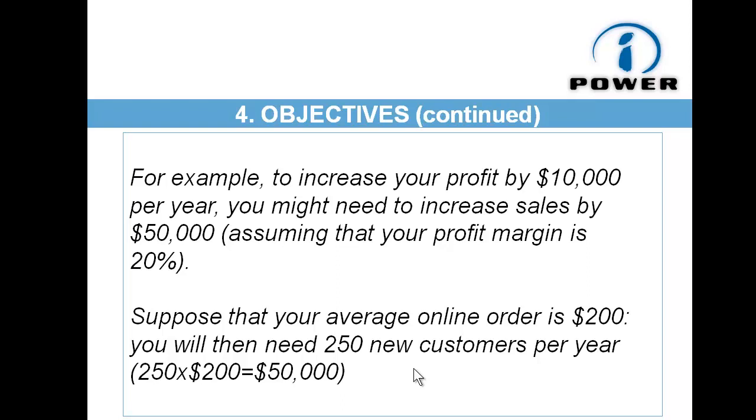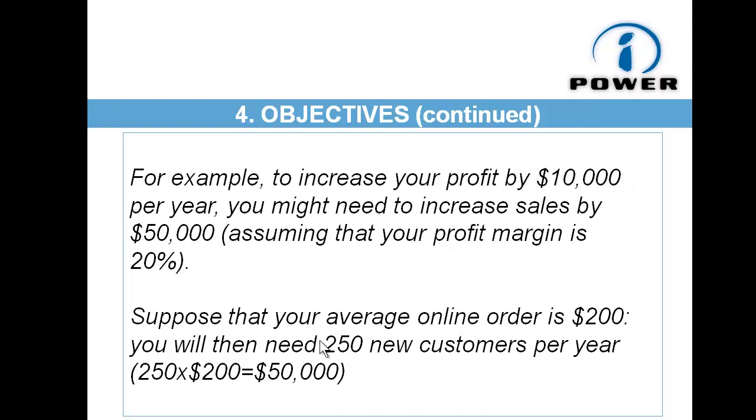In order to achieve that target profit of $10,000, you will probably need sales of maybe $20,000 or $50,000, depending on your profit margin. If your profit margin is 20%, you will need $50,000. So if you suppose that on average your online order is worth, say, $200, then you will need 250 customers, 250 times 200 average order, to bring you $50,000 in additional sales. And these $50,000 in additional sales are going to bring you $10,000 in profit.